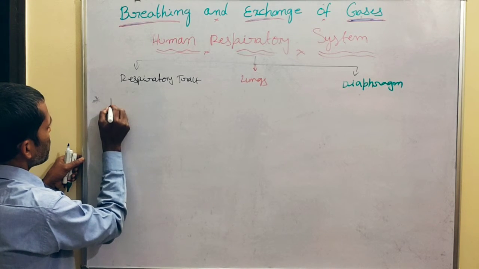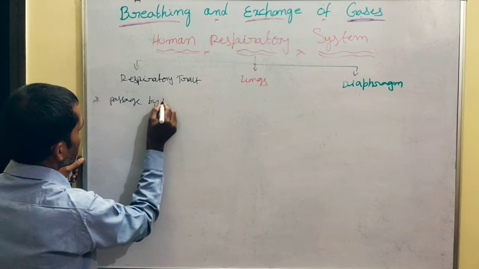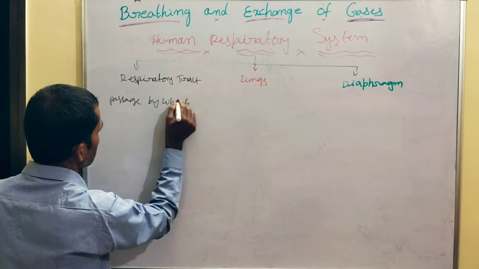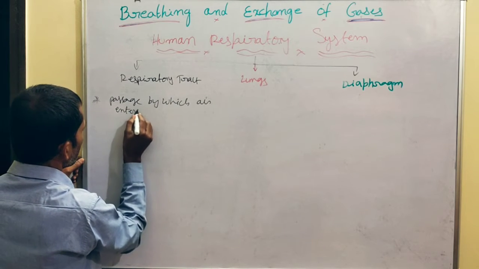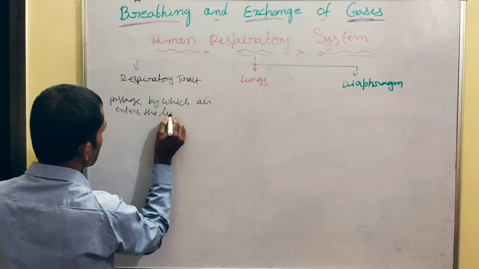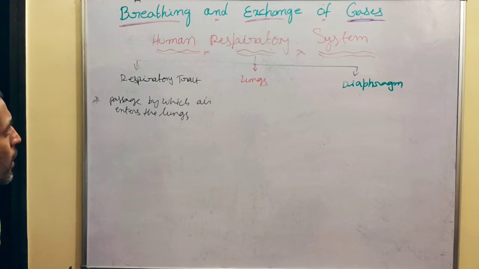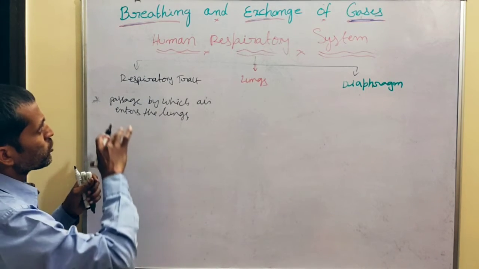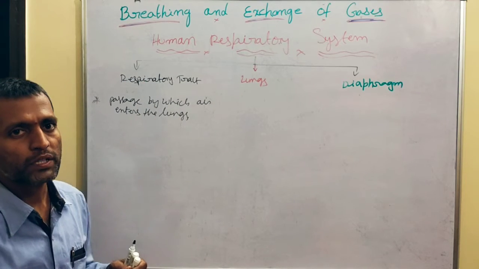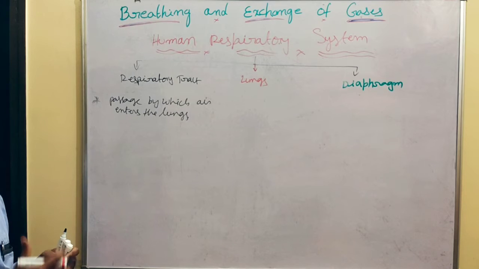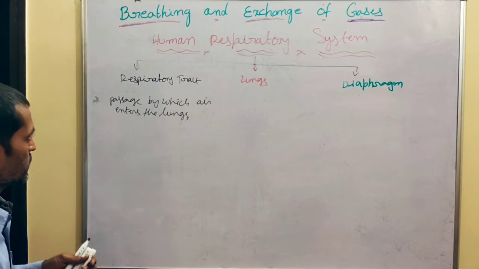The respiratory tract is the passage by which air enters the lungs. First we construct the complete human respiratory system, then we will get a complete idea about the entry of air and exit of the air through various elements.